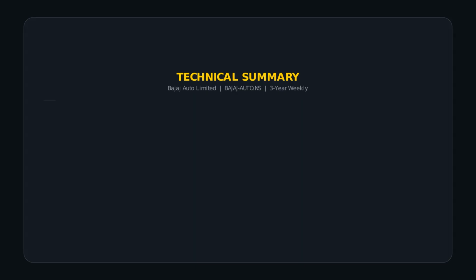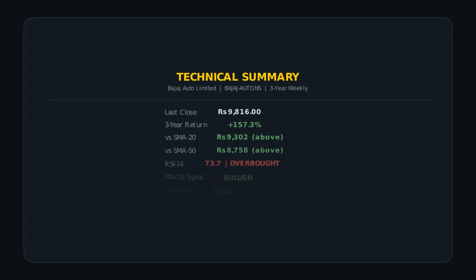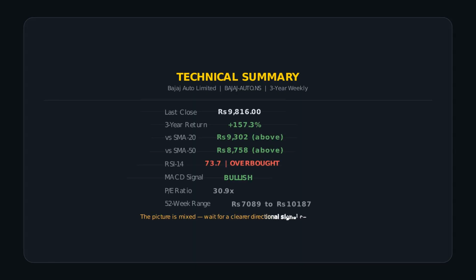Here is the complete technical summary for Bajaj Auto Limited. The stock has returned plus 157.3% over 3 years. RSI is 73.7, overbought. MACD is bullish. Price is above the 50-day moving average. The picture is mixed. Wait for a clearer directional signal before acting. Remember, this is math. Every number here has a formula behind it.